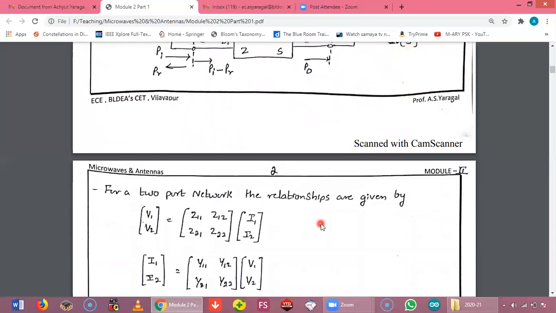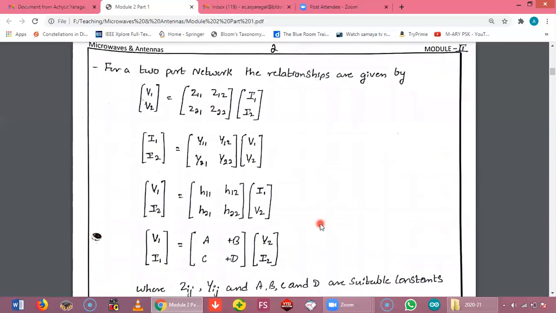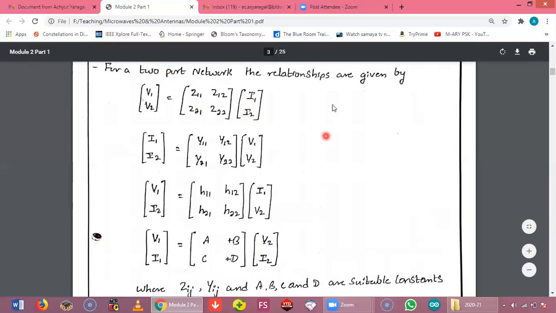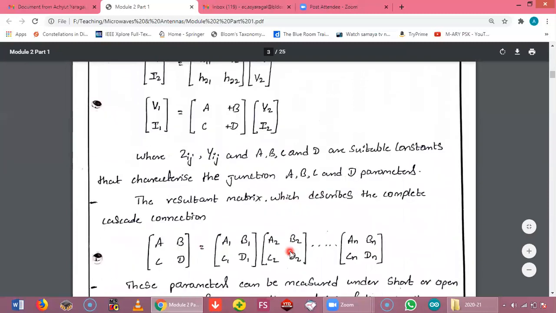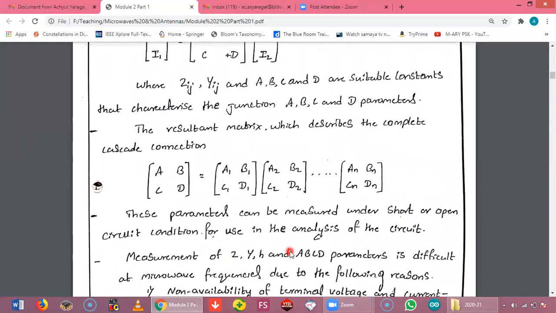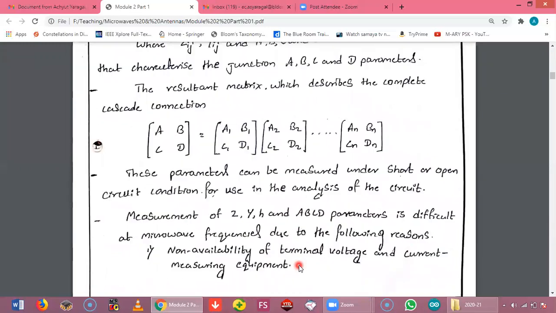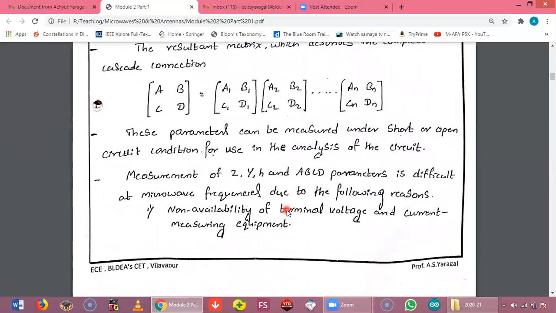Further, these two-port networks and their relationships are given on this page. That is, V1 and V2 equal to Z11 Z12 Z21 Z22 multiplied by I1 and I2, given in matrix form. In the same way, the other parameters are represented: these are Z parameters, Y parameters, H parameters, and ABCD parameters. Whatever the currents and voltages were in the low frequency network, we are able to express or measure in terms of these parameters. But when we have microwave circuits, or circuits operating at microwave signals, it is a bit difficult to use these parameters.